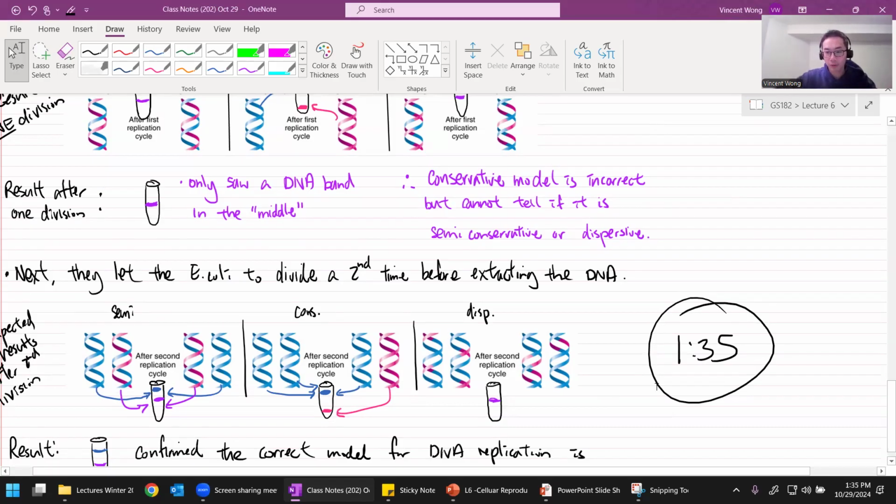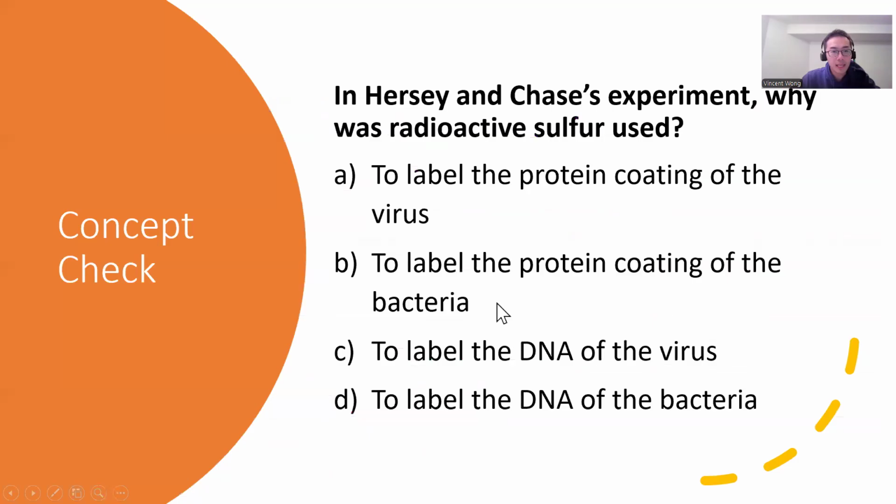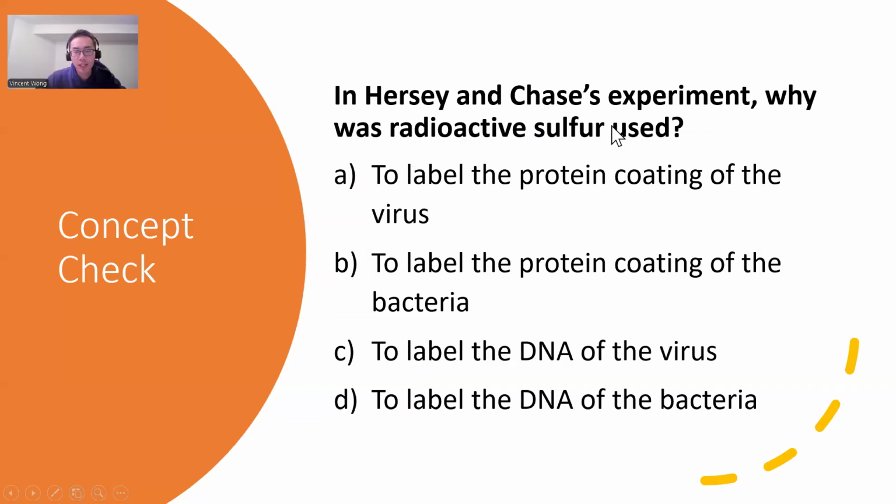Wonderful. Those are all the experiments that we're going to do today. We are going to go back to the PowerPoint slides and do some quick poll questions. In the Hershey and Chase experiment, why was radioactive sulfur used? Let me relaunch the poll. Just look at the notes. We wrote it down.